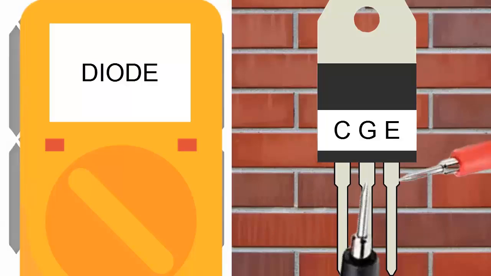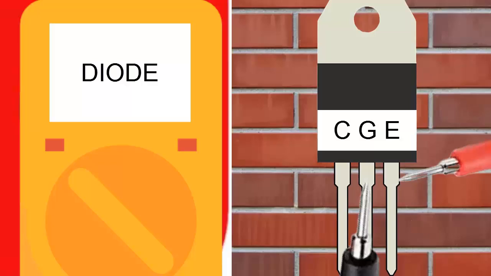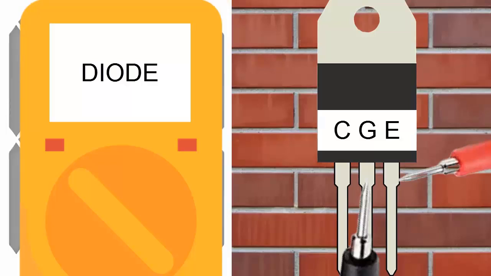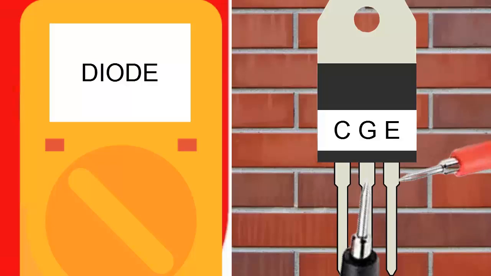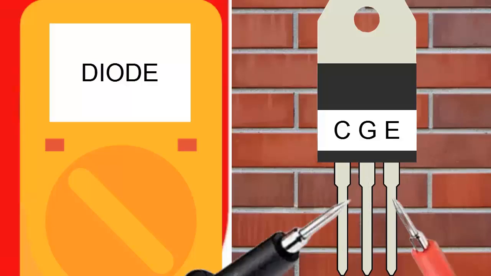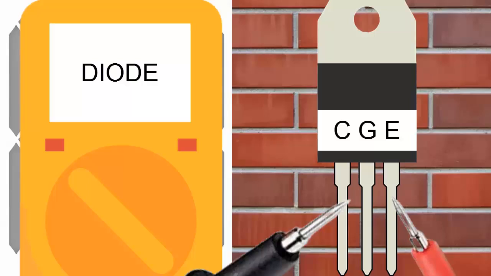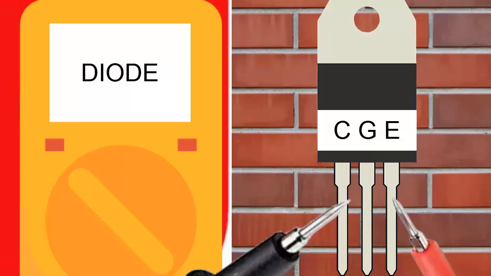D. Deactivation test. Place the negative lead on the gate and the positive on the emitter for a few seconds. Measure again between collector and emitter, and the multimeter should show infinity or high resistance again.